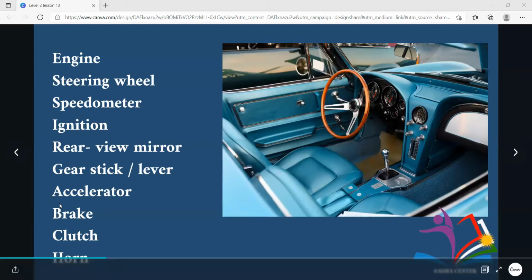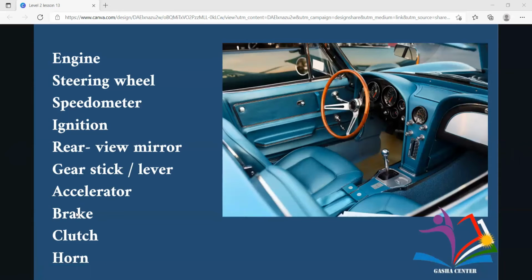Accelerator. Okay, yapay benzin. And brake. Accelerator. Yes, in Kurdish we have it too. Yes, and brake. What's brake? When you want to stop your car, you have to brake. For stopping the car. Yes.